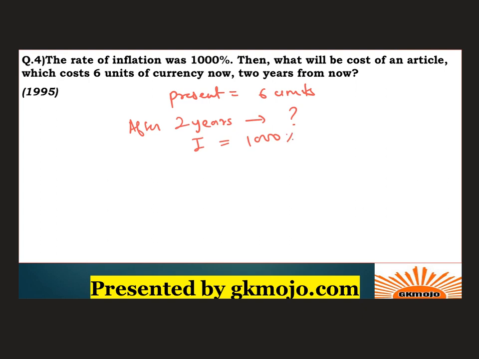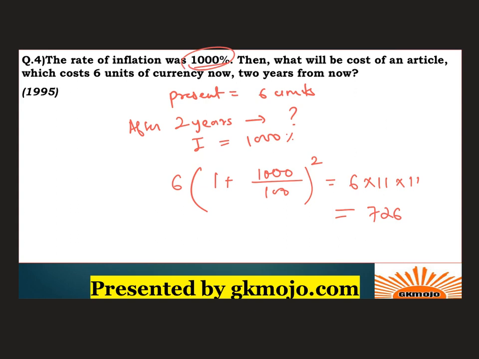Alright, so basically the compounded formula will come: take 6, times 1 plus 1000 upon 100. They said 1000%, so 1000 upon 100, meaning anything upon 100. And for how many years will it increase? For 2 years, so just put 2 as the power here. That's it. What will you get? 6 into 11 into 11. That's it. So the correct answer is 726. So 2 years from now, the cost of the article will be 726 rupees after the rate of inflation, which was given to me as 1000%. That's it. Just this formula and you'll get the answer.